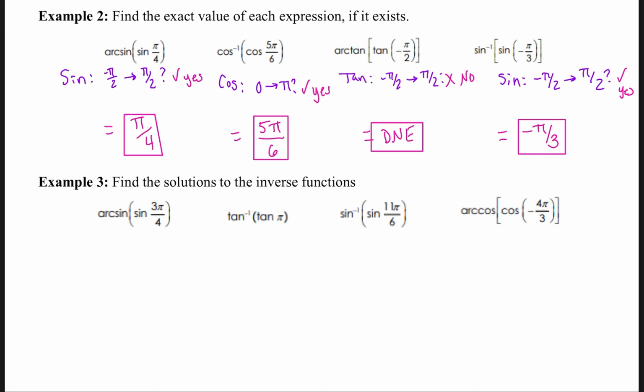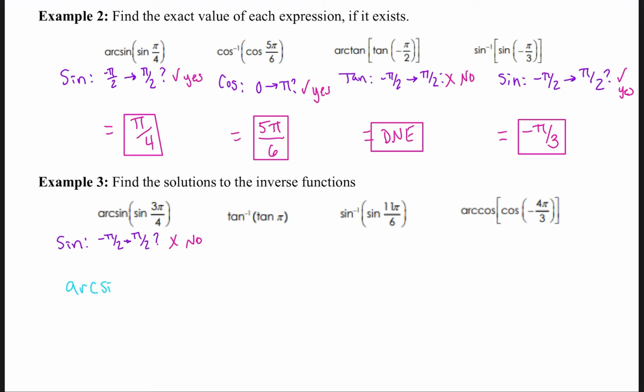If I looked at example 3, the first question I would ask is: it's a sine function, and sine has to be between negative pi over 2 and positive pi over 2. Is this one between those two numbers? And we would have to say no. 3 pi over 4 is definitely bigger than pi over 2. What makes this one a little bit different, though, is you can't just say, oh, it doesn't exist anymore. Instead, we solve it from the inside out. So let's look at what that would look like.